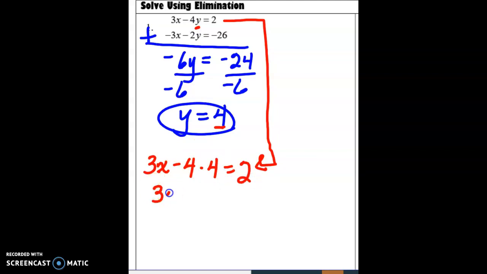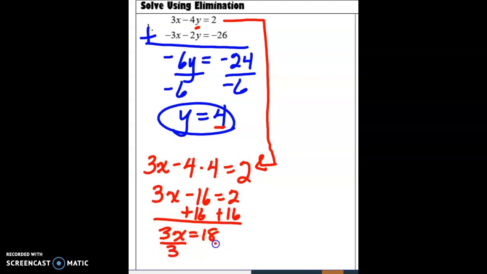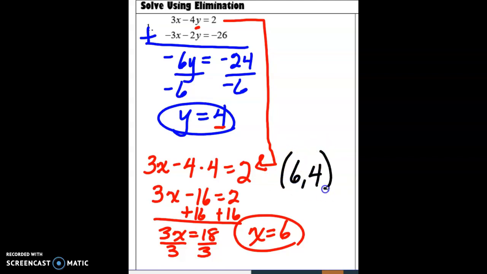I have 3x minus 16 equals 2. I'm going to add 16. I get 3x equals 18. And when I divide by 3, I get x is equal to 6. Once I have both of my variables, I write it as an ordered pair. And I have the ordered pair 6, 4 for my solution.